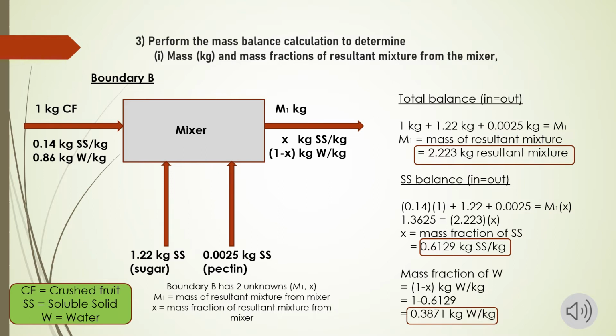1 kg of crushed fruit plus 1.22 kg of soluble solid in the form of sugar plus 0.0025 kg of soluble solid in the form of pectin is equal to the mass of the resultant mixture from the mixer. Therefore, after calculation, M1 is equal to 2.223 kg of resultant mixture.